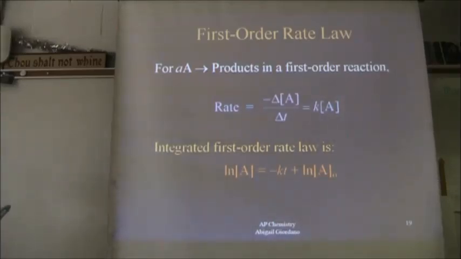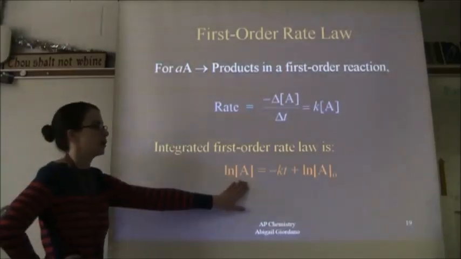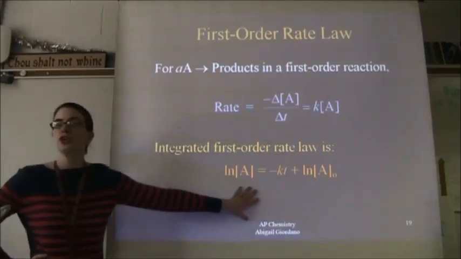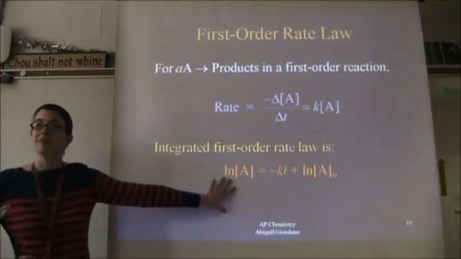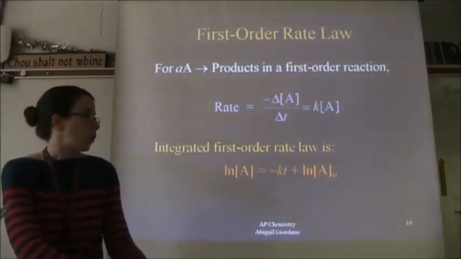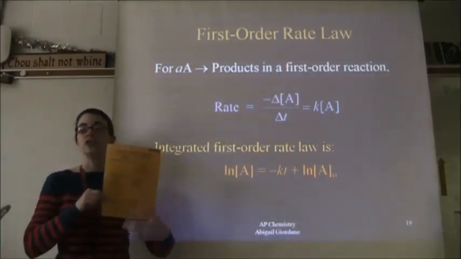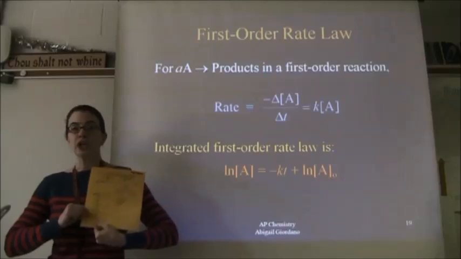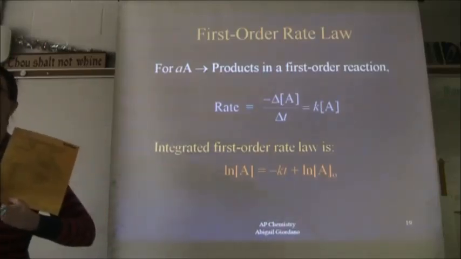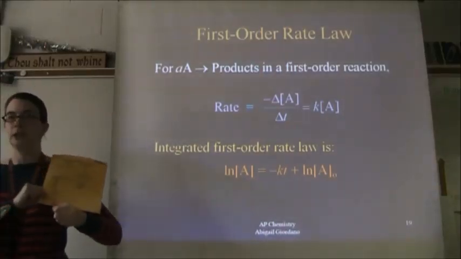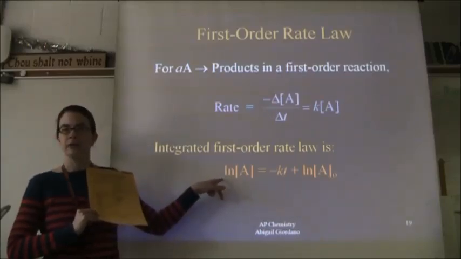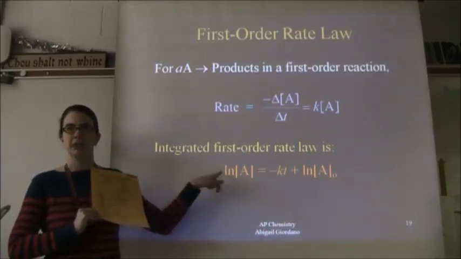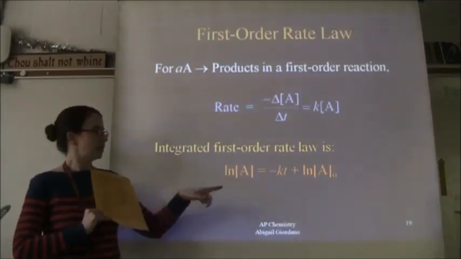For first order data, this is what the integrated rate law looks like. And here's the good news. You don't have to memorize it. It's on your equation sheet. What I would like for you guys to do is look at how it is written on your equation sheet. Look down at your equation sheet and then look up at how it's written here. Down, look up, down. What did I do?